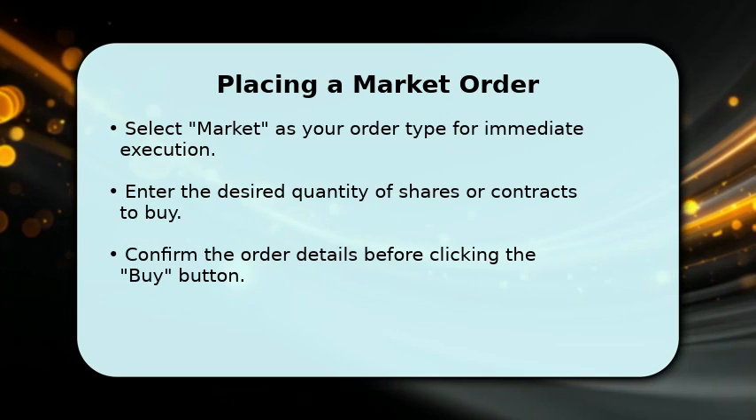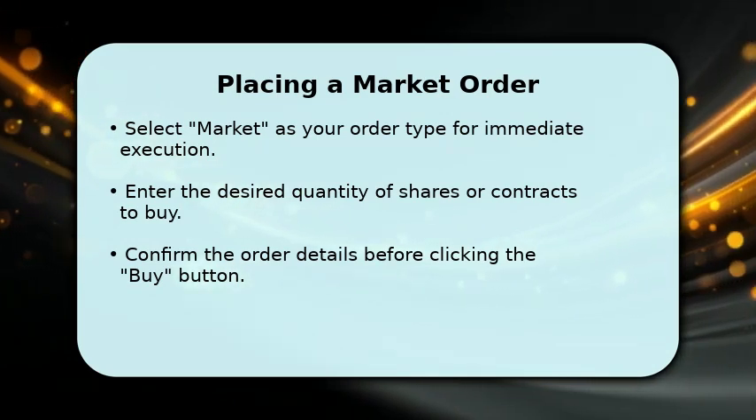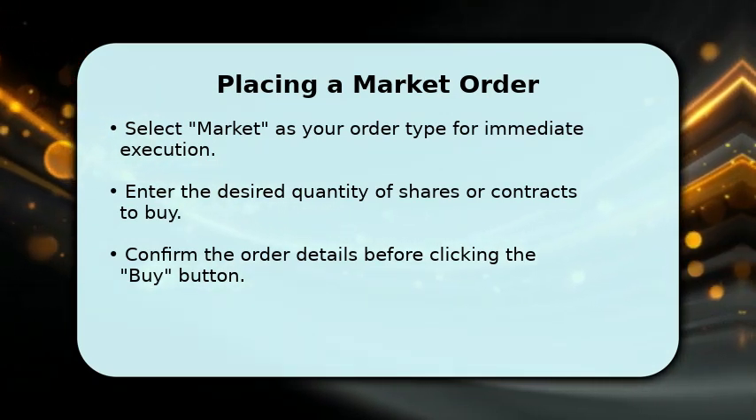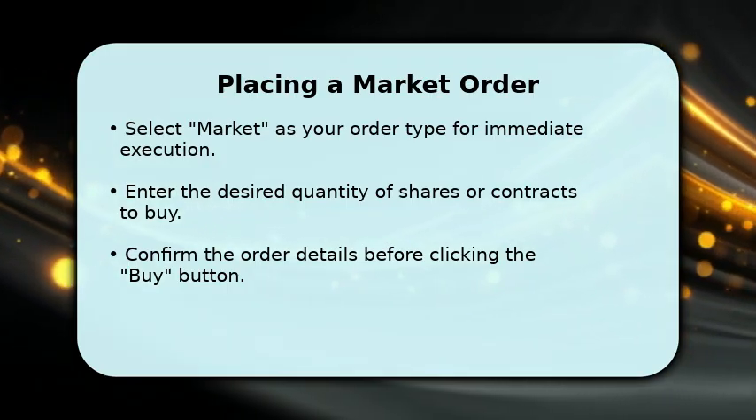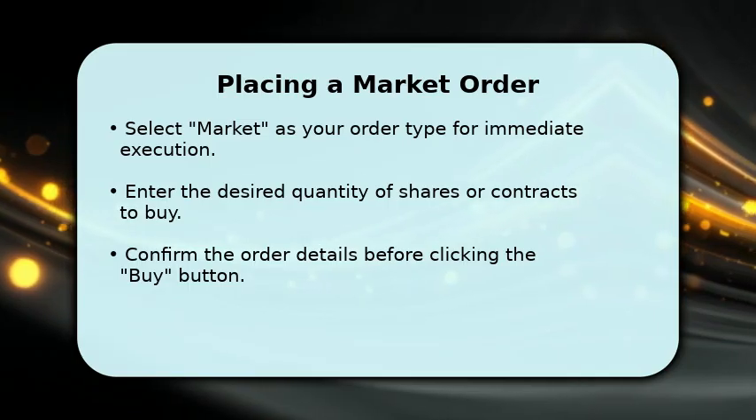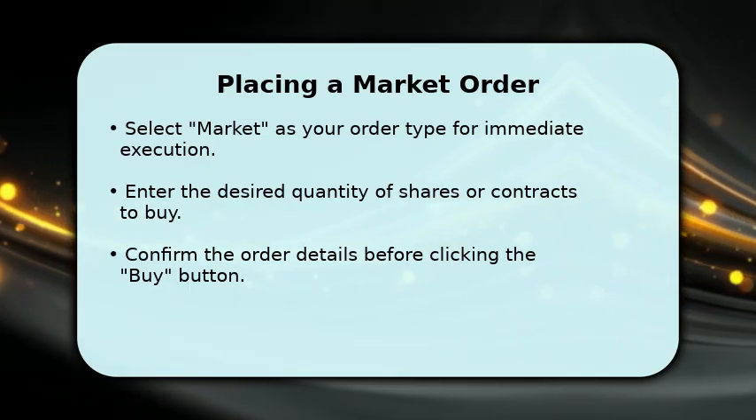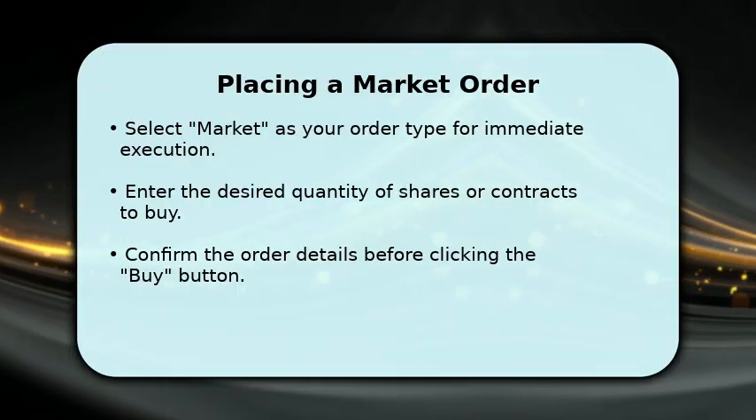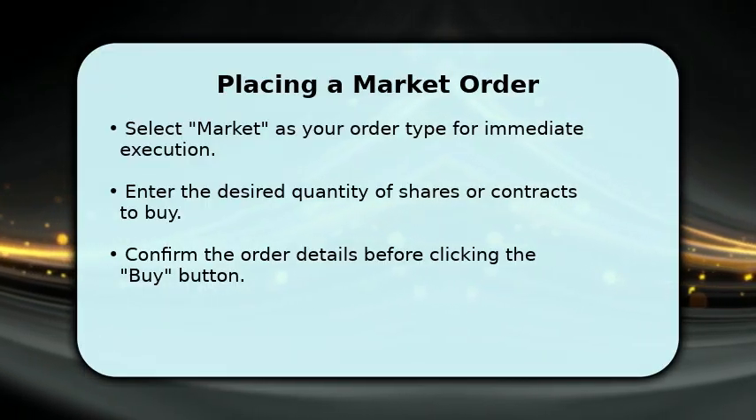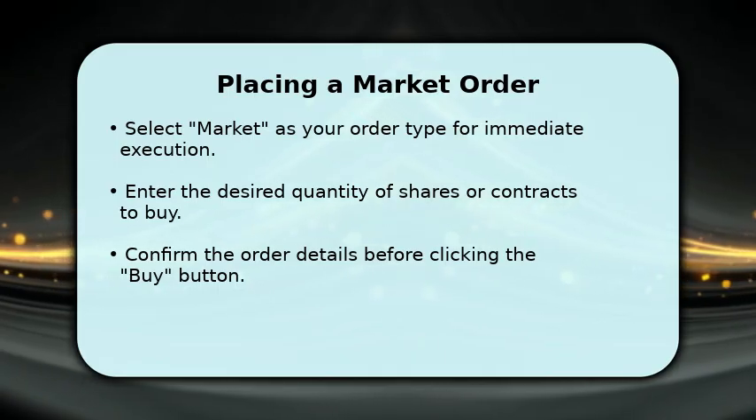To place a market order, first select the Buy button on the trading panel. Then, choose Market from the Order Type drop-down menu. This means your order will execute immediately at the best available price. Input the exact number of shares or contracts you wish to purchase. Always double-check your quantity before confirming, as market orders execute very quickly.